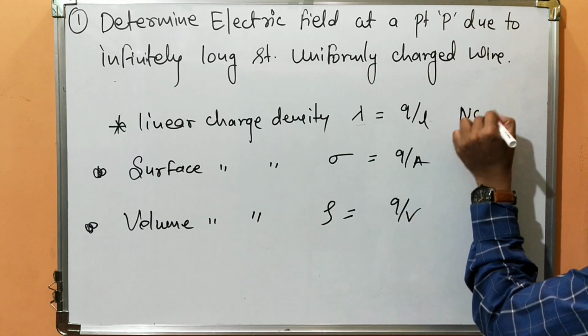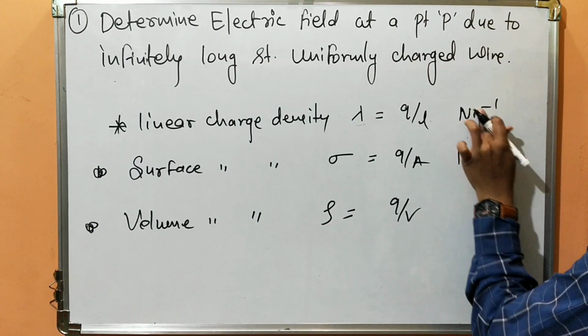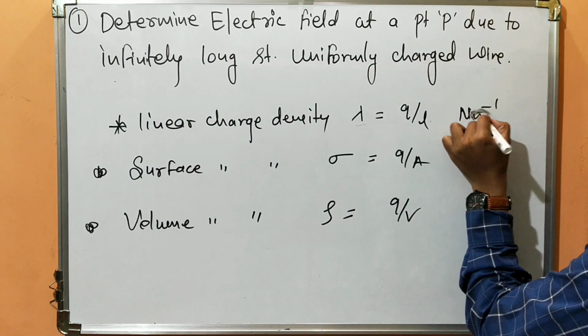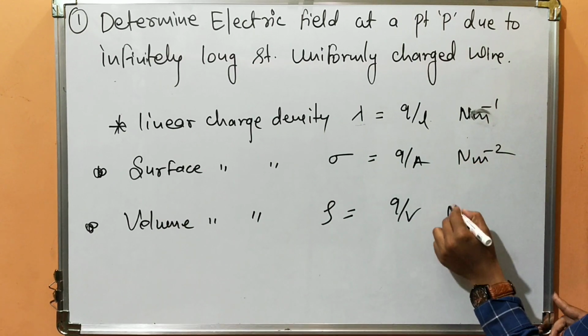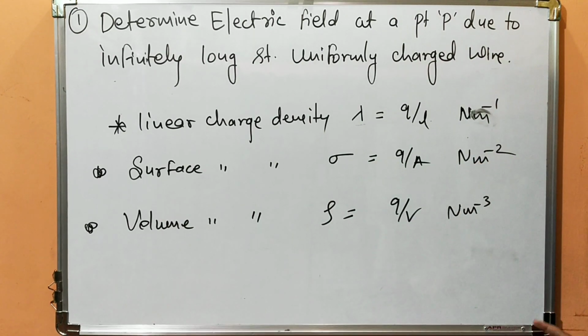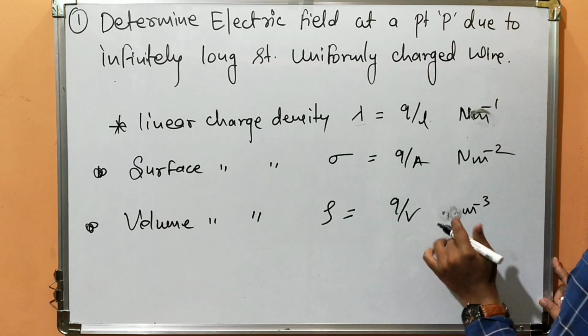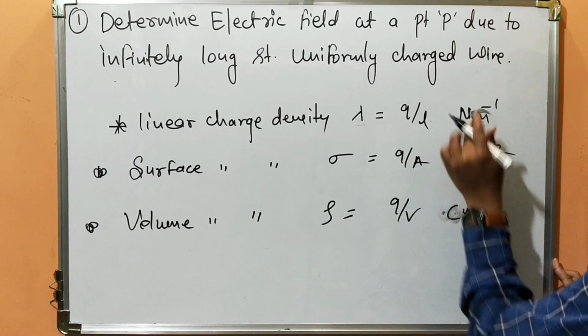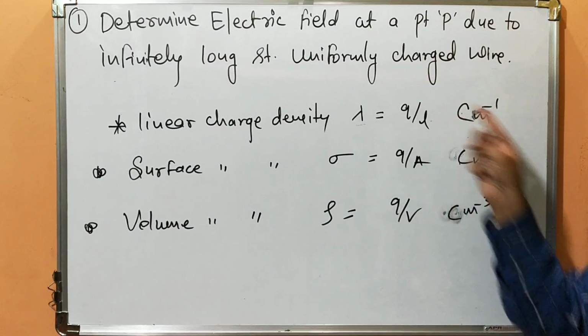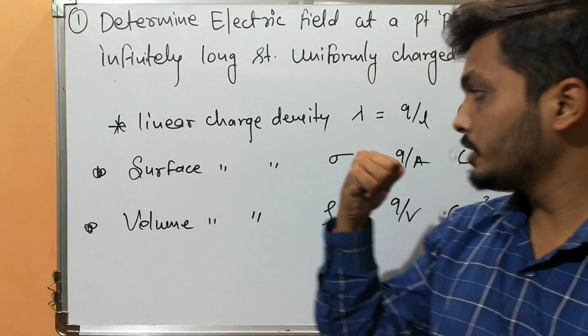Okay, Newton per coulomb, Newton per meter, Newton per meter square, and Newton per meter cube. Sorry, Newton. It should be coulomb. Sorry for that. Okay, it's Q is coulomb. Sorry, I thought it was electric field.